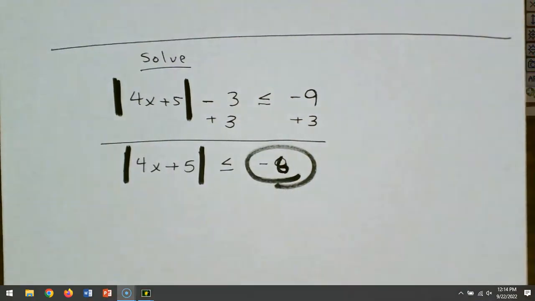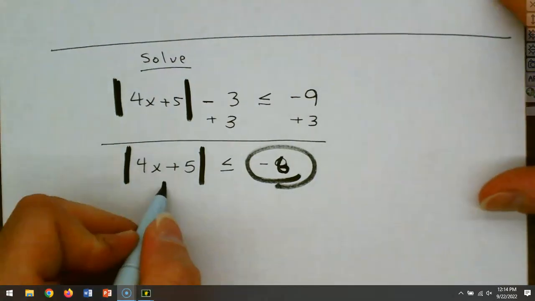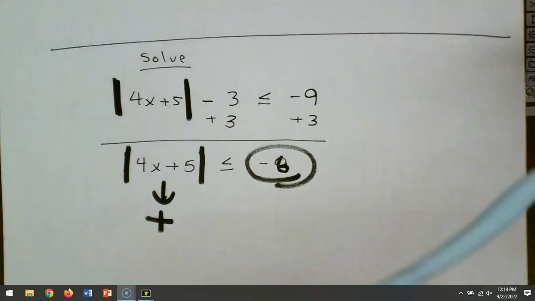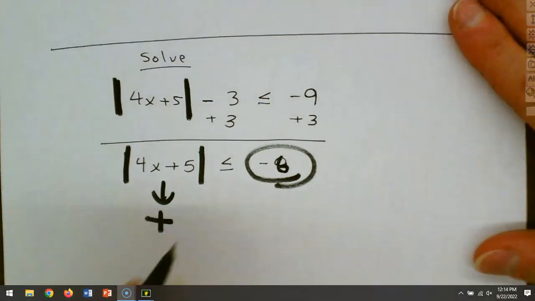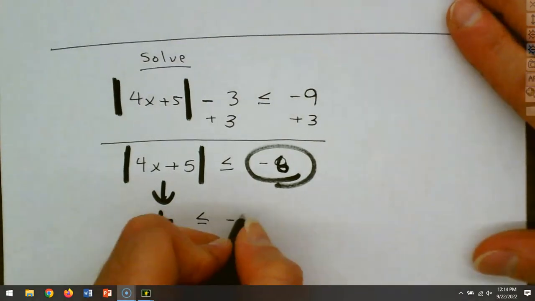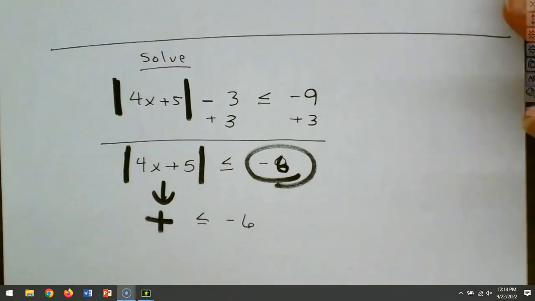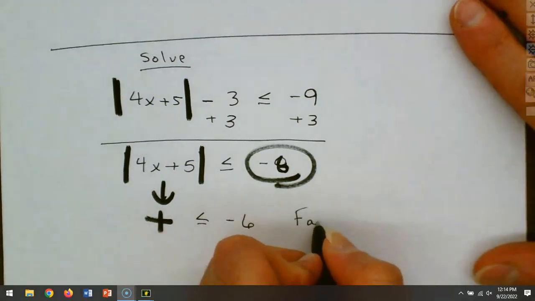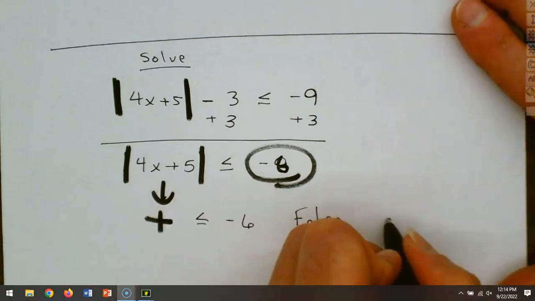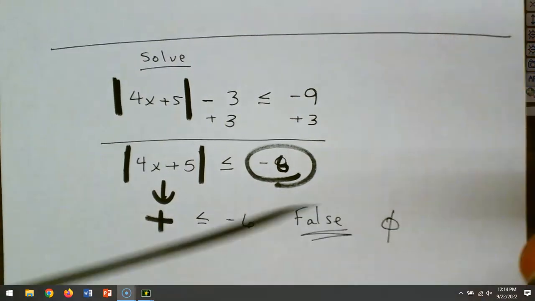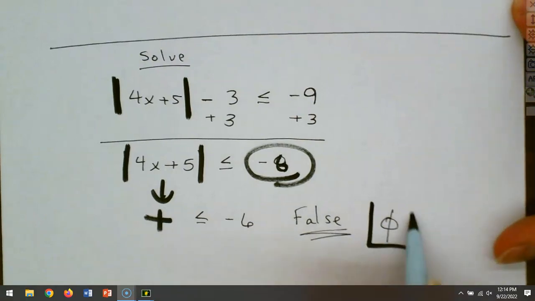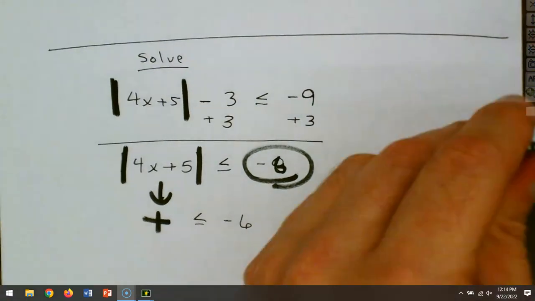Now, what do we know about absolute values? They can't be negative, and they're going to give you out positive numbers, right? So, our positive numbers now, are they smaller than a -6? Is this true or is this false? Are positive numbers smaller than -6? No, they are not. So this again would be false. So this one also would have what? No solution.